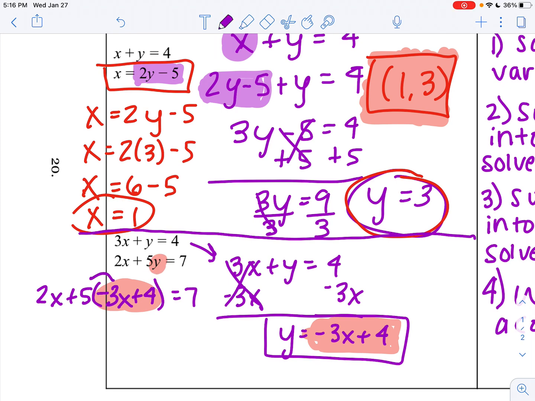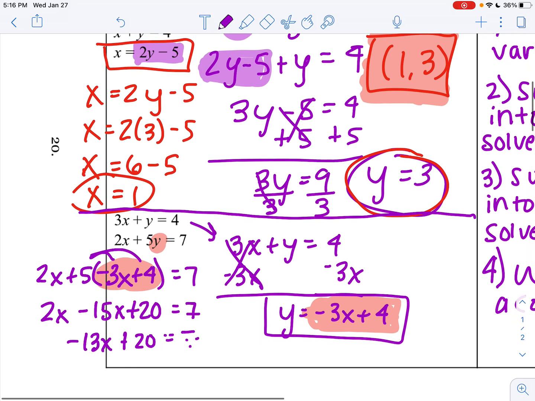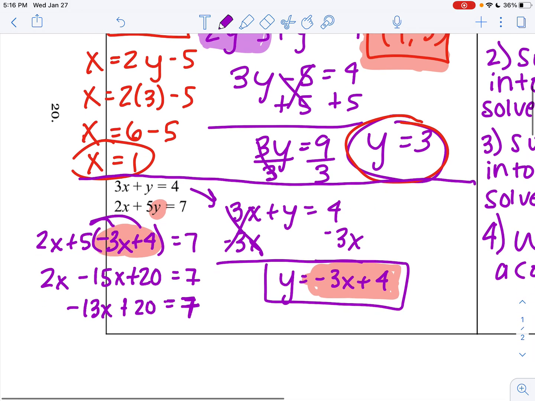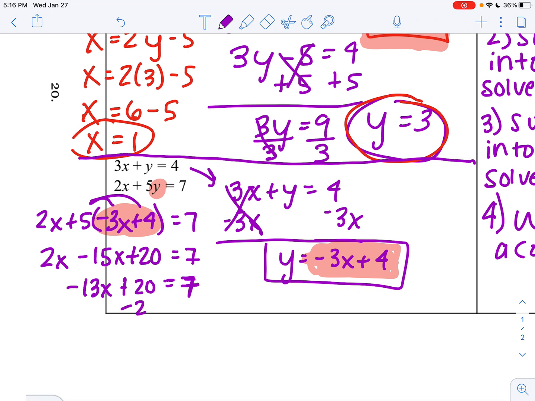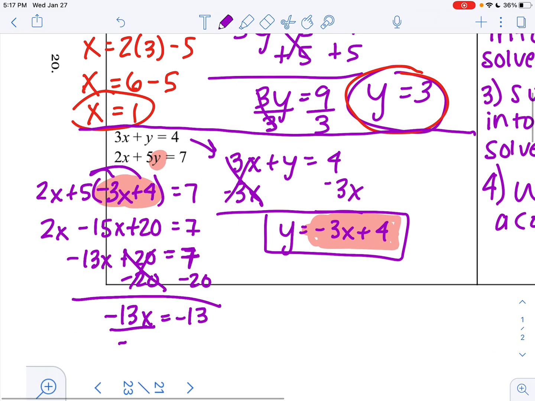So I'm going to distribute my 5. So 2x, 5 times negative 3x is negative 15x. 5 times 4 is 20. 2x minus 15x is negative 13x. And then I'm going to solve for x, so I'm going to subtract 20. And then divide by negative 13. So negative 13 divided by negative 13 is a positive 1.